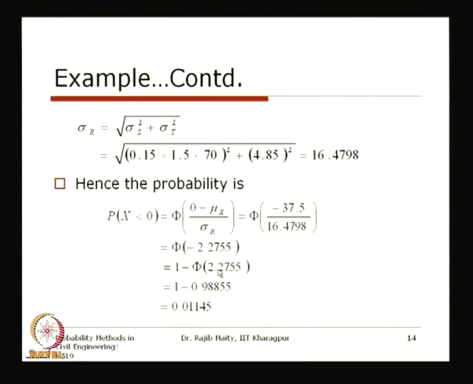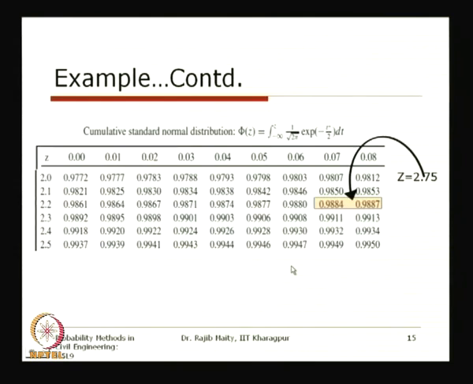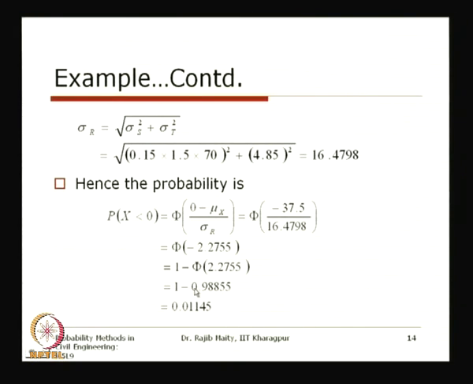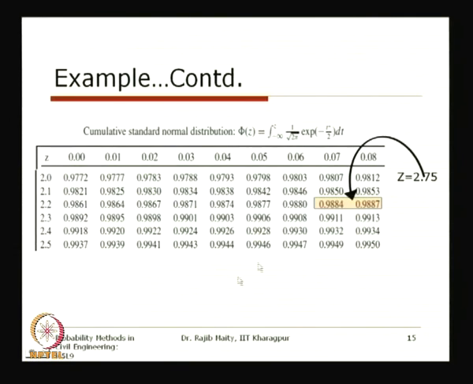To get this, we refer to the standard normal distribution table for 2.2755. 2.27 is this and 2.28 is this, so you have to interpolate between these two values. That value, 0.98855, we got as the interpolation between these two extremes, 2.27 and 2.28. This will be 2.275, as we have seen.